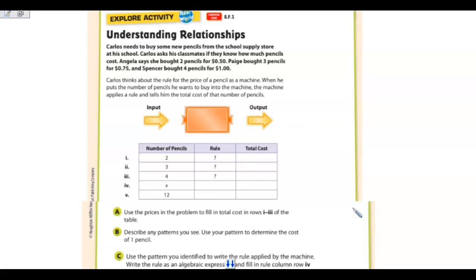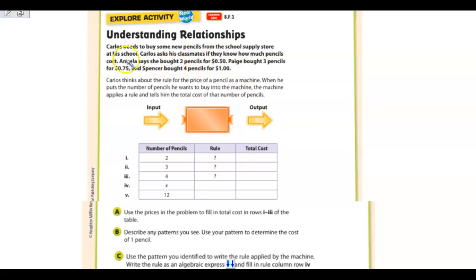So Carlos thinks about the rule for the price of the pencil as a machine. When he puts the number of pencils he wants to buy into the machine, it applies a rule and tells him the total cost of the number of pencils. There's a way that we can figure out what the rule is. One is to take the information that we have and see if we can find our rate of change.